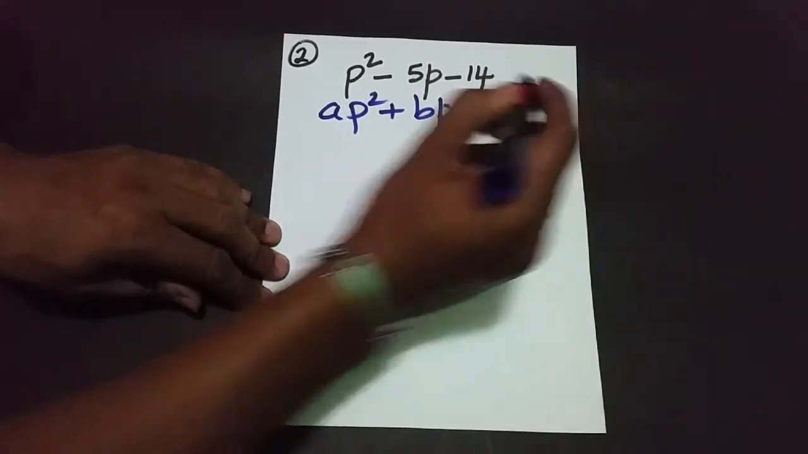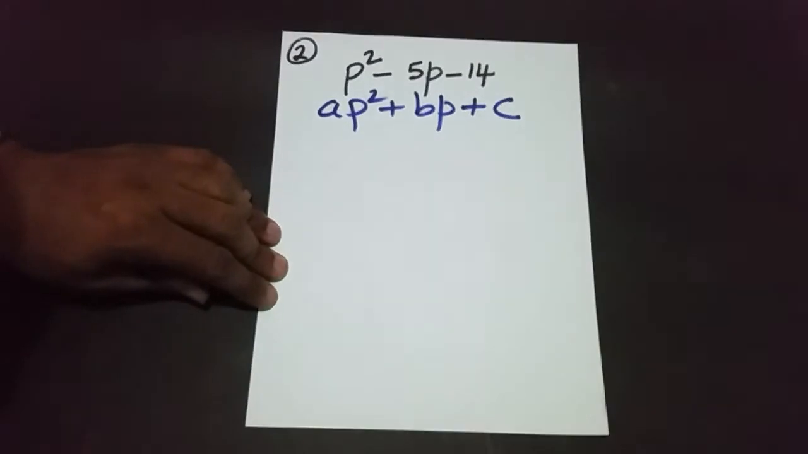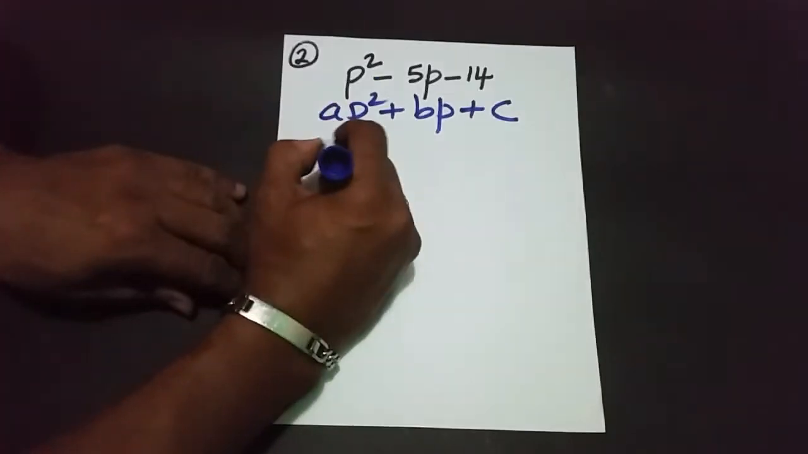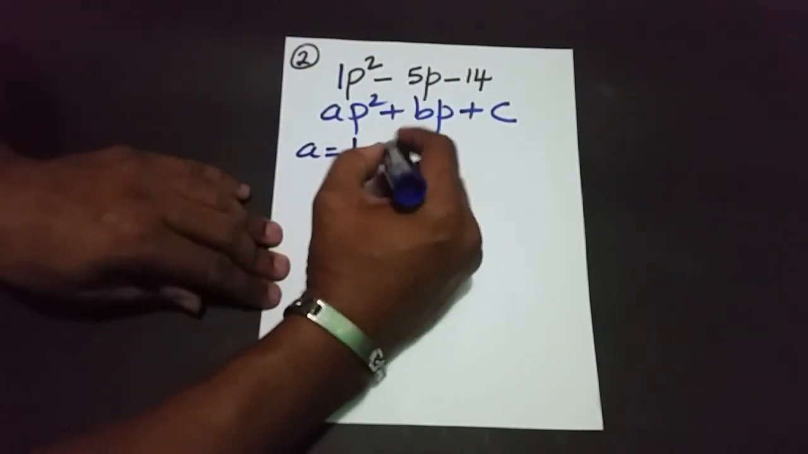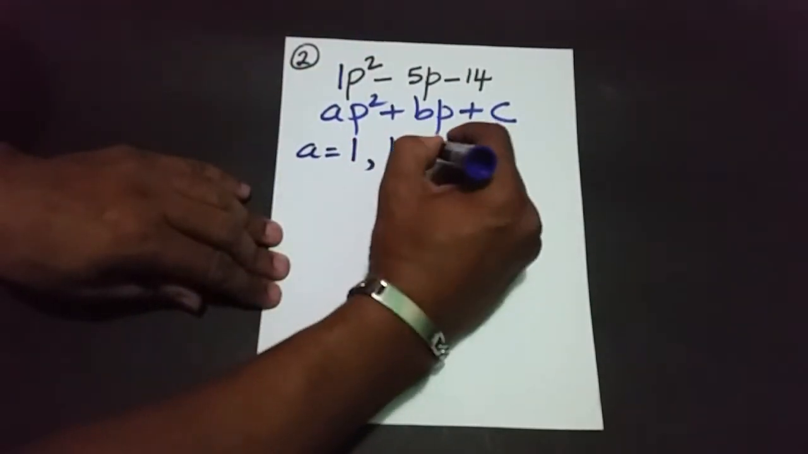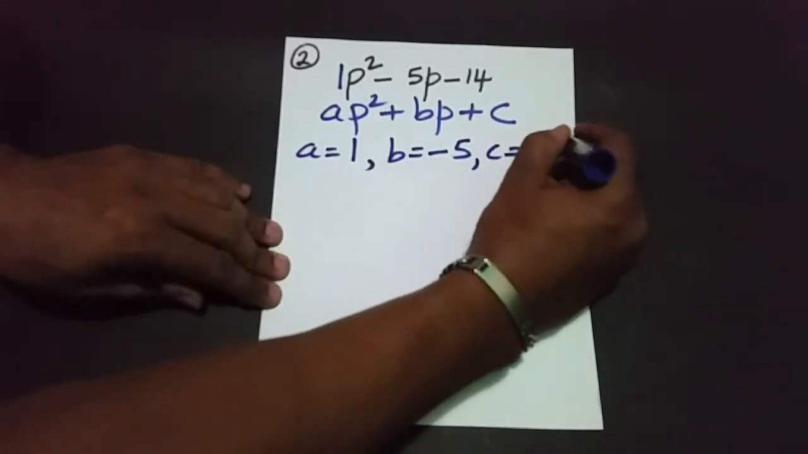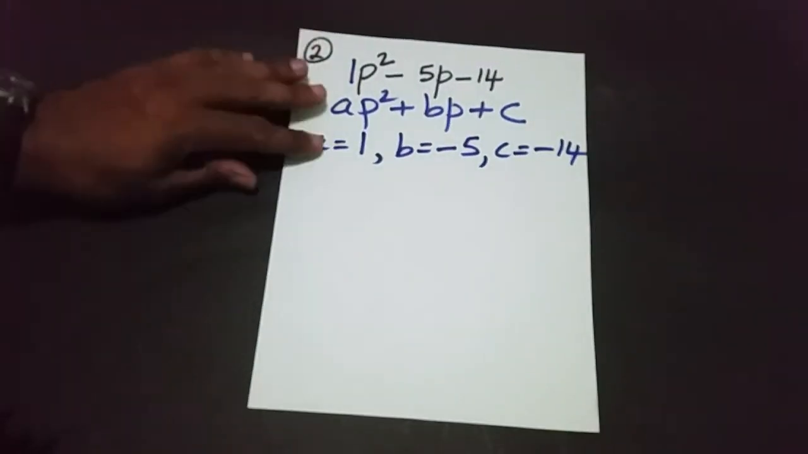Only difference is that there is no x, but it's still a quadratic expression because there's a square there and there's no index higher than square like cube or to the 4th index, and there's no negative index like p to the negative 1, etc. So from this now we're able to determine, again 1 should be here, what A is. B is negative 5, watch the sign, and C is negative 14. Always be very careful with the sign in front of a number.